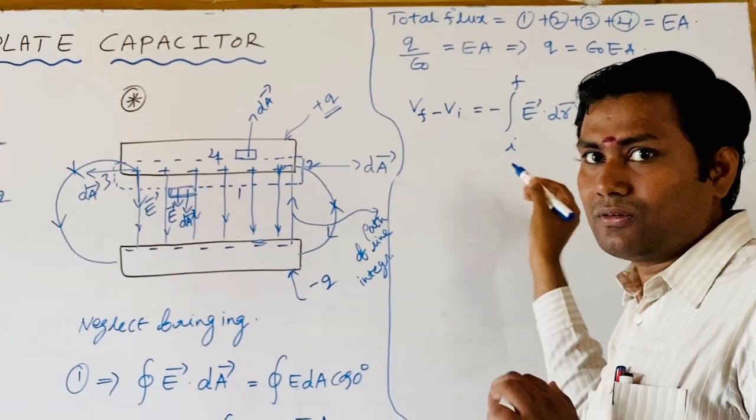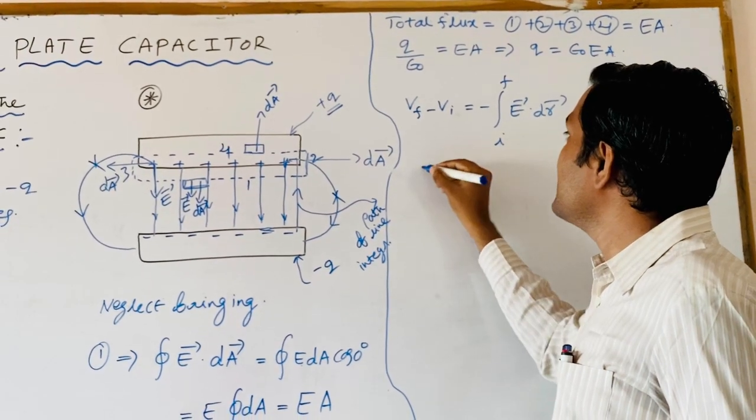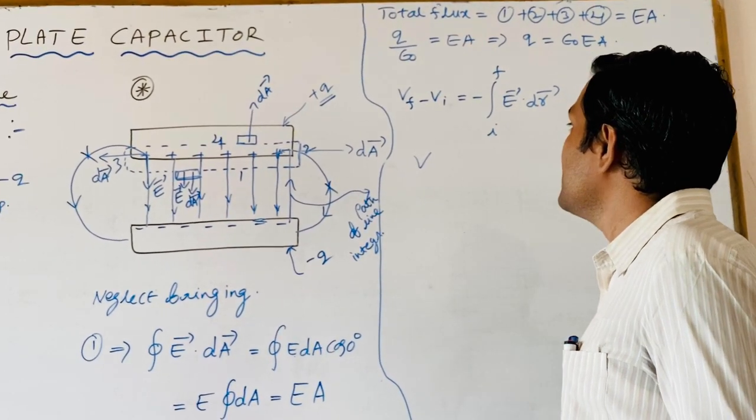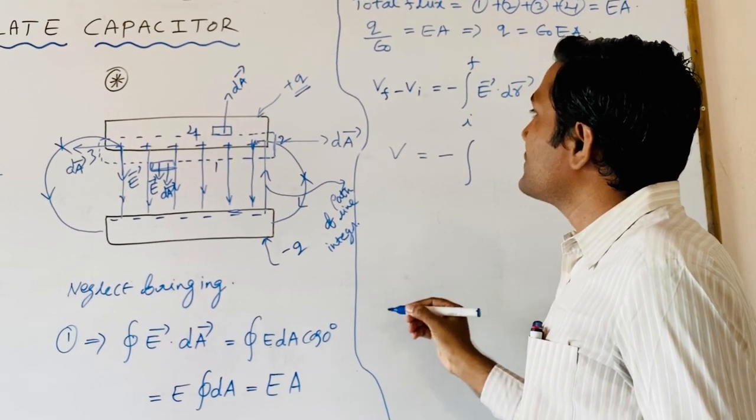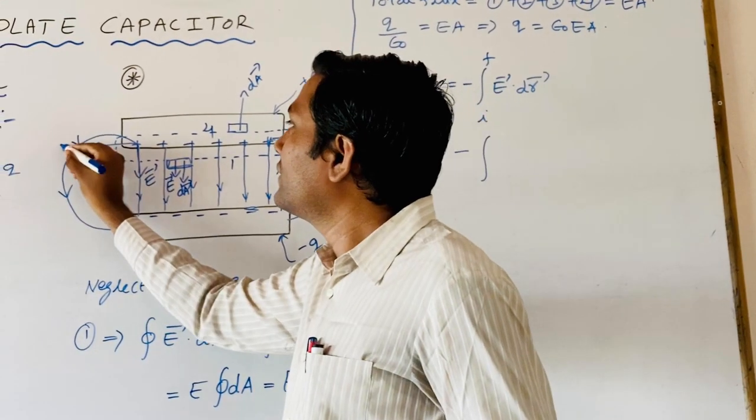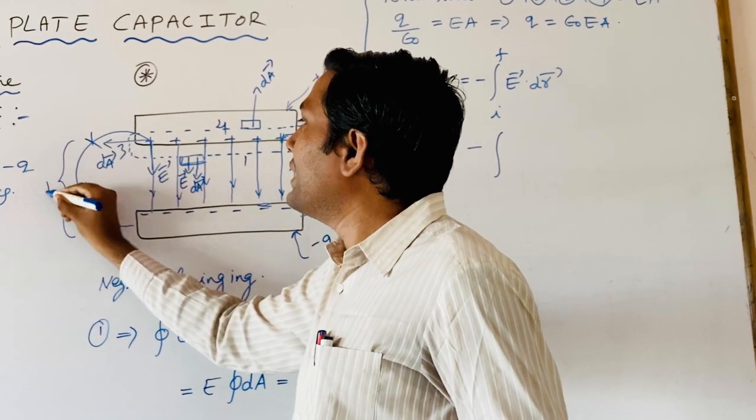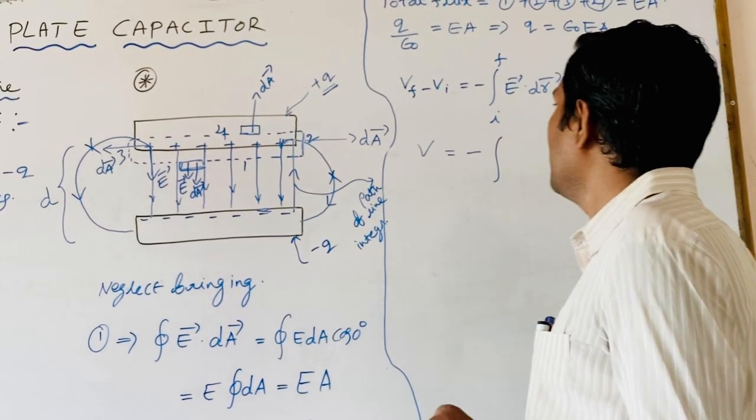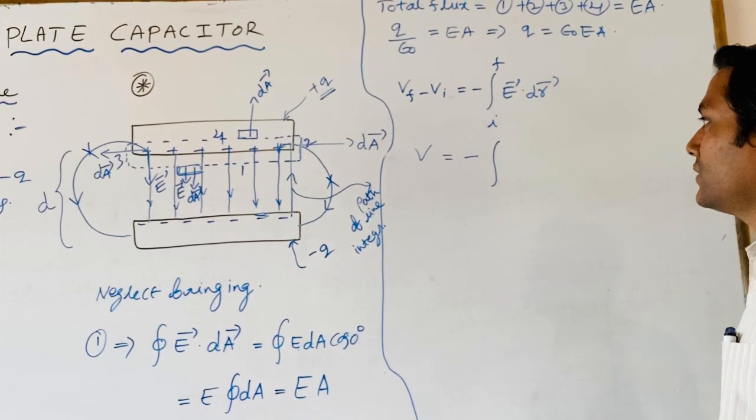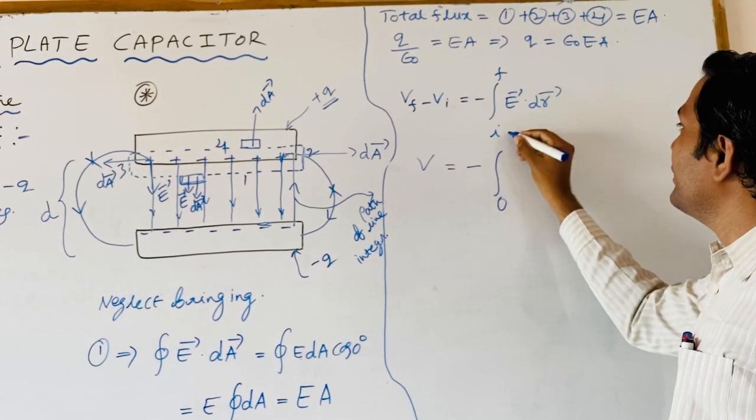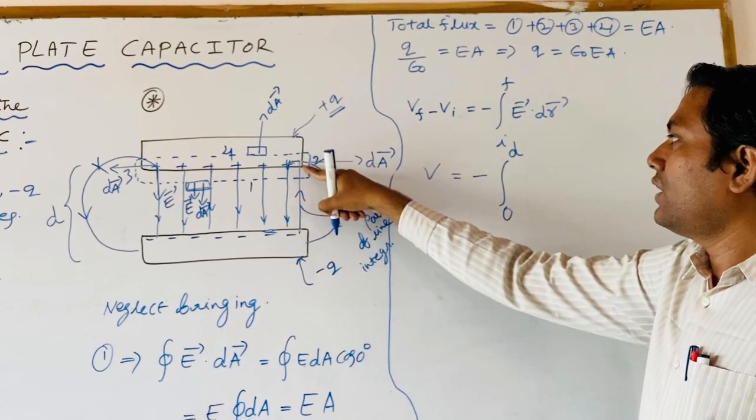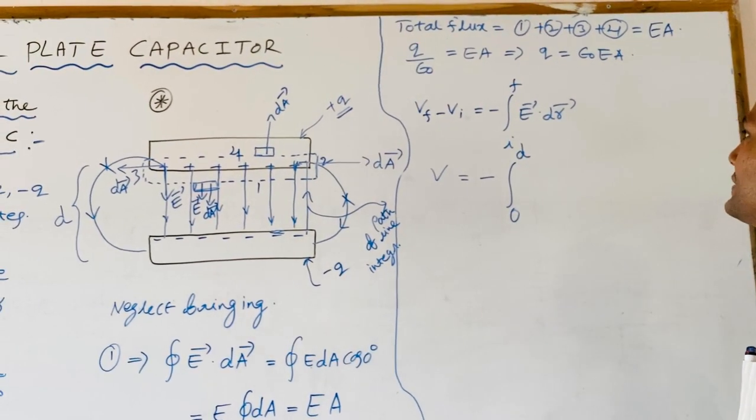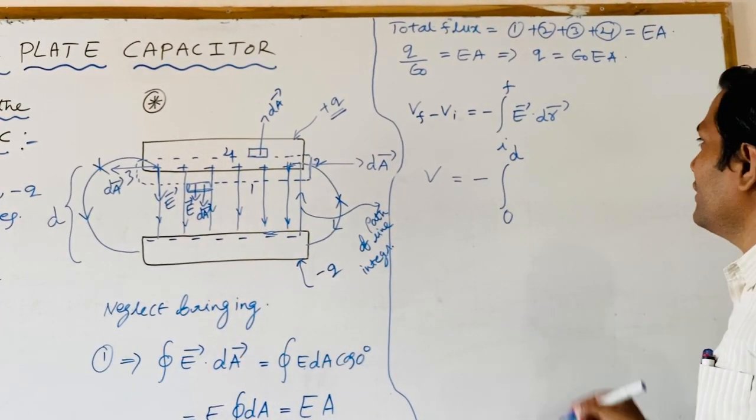Why higher minus lower we are saying? This result is positive, that's why we can say it is V. So V is equal to minus. Suppose I am saying the distance between the plates of the capacitor is D. Now what we can write here? 0 to D. Starting here I am taking 0, and at this point we are taking D. Now what we can write here?